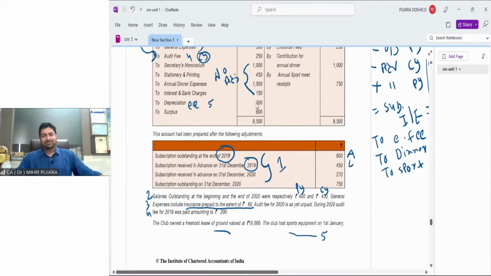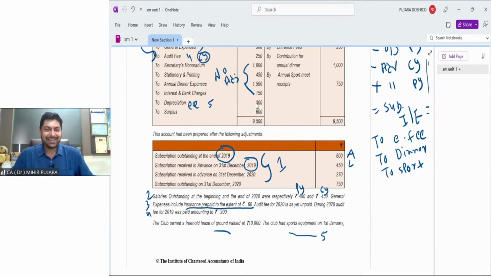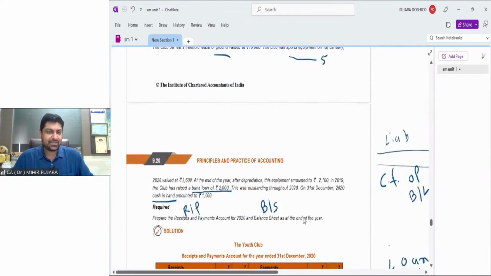Now depreciation, very important, my sports equipment. Okay, fine. So what is given first of all? Tell me guys, what is the sports equipment opening balance given? What is closing balance given? Be fast. How much opening balance? How much closing balance?